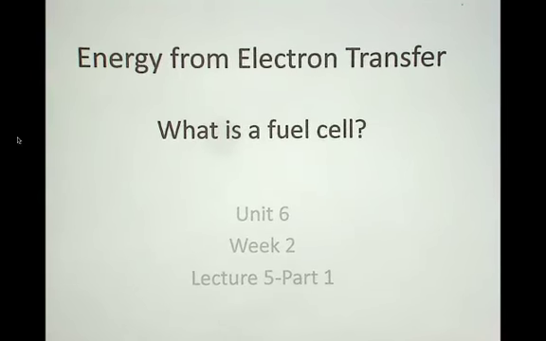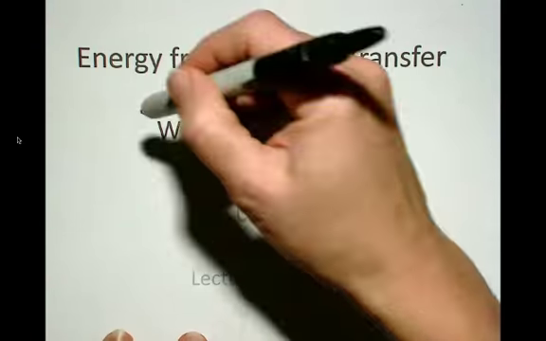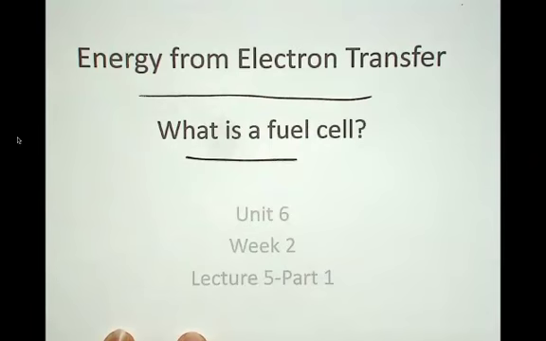And in this unit, as you know, we've been talking about how we can get energy from electron transfer. And in this particular lecture, we're going to talk about fuel cells. We're going to figure out how a fuel cell is similar and different to what we call a battery and how they work in general.